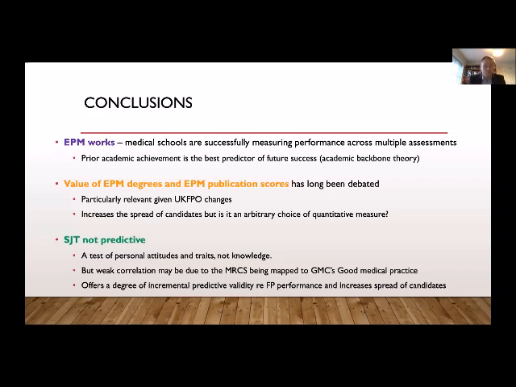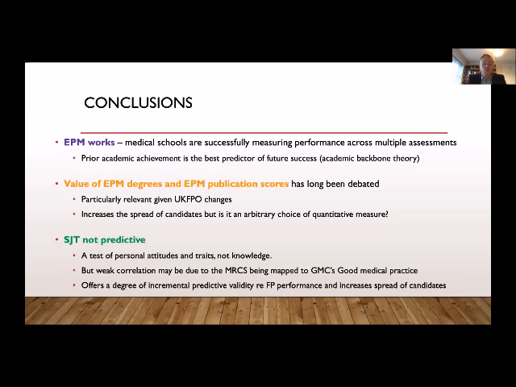These results are particularly timely given the recent changes to foundation training selection, whereby they're going to remove points awarded for degrees and publication scores. And in this study, both degrees and publication scores had far less predictive value than deciles. But they do still have a function by increasing the spread of candidates.